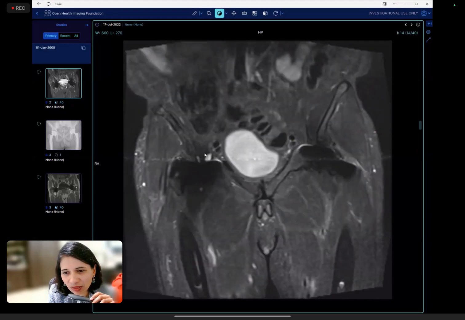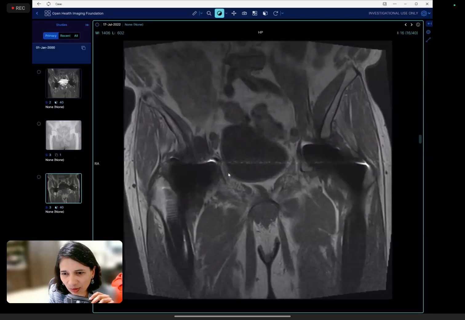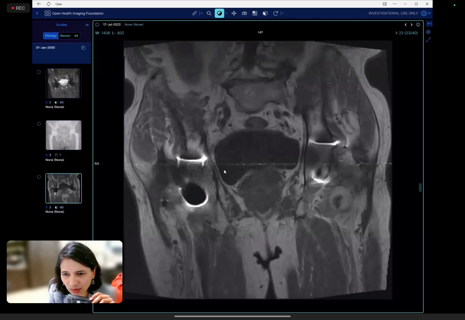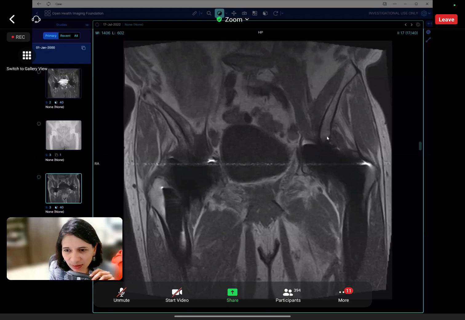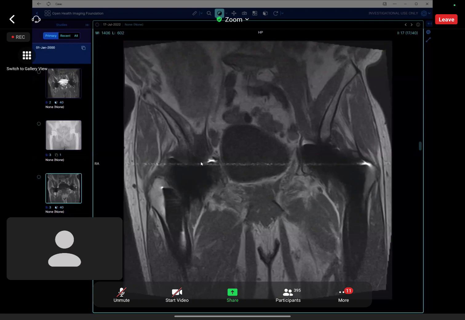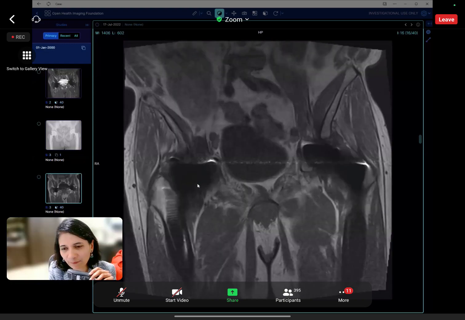And if I go to the T1 here, you start getting changes in the marrow as well. You can see the marrow here; it's nice and clear. Then you start getting lucency. That's the lucency that you're seeing on the plain radiograph around this. Okay, so those are the things that you are looking for.